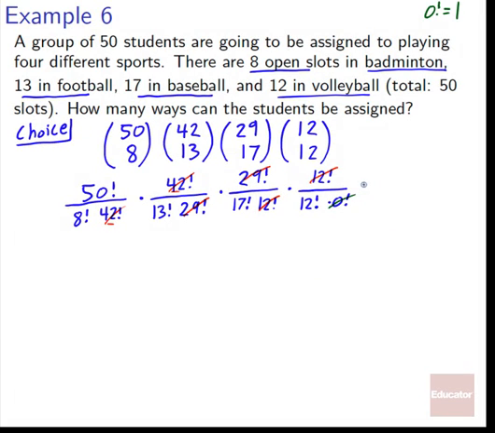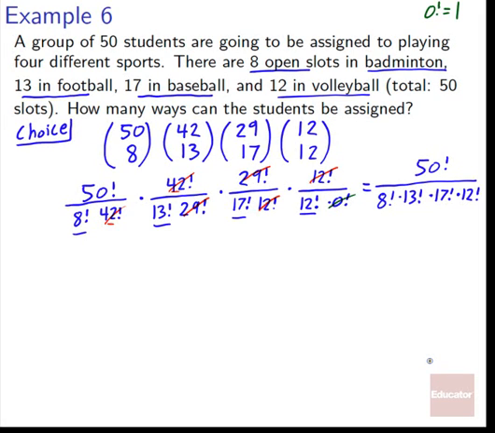So that leaves us in the end 50 factorial on the top divided by 8 factorial times 13 factorial times 17 factorial times 12 factorial. So that is the total number of ways that we can do all of our team assignments. Now notice that is an exact, perfect answer. That is correct, but it's not a number. So we might want to use a calculator to get an approximate number. So we'd go into our calculator, find the factorial button, that exclamation mark somewhere in our menus.